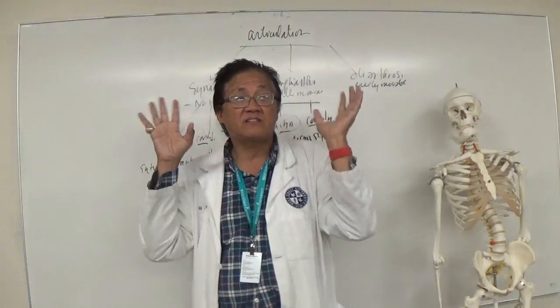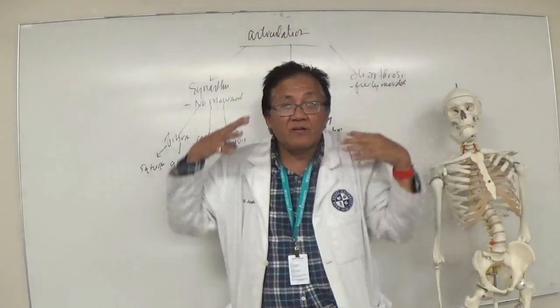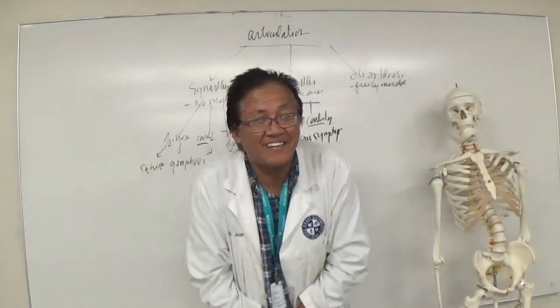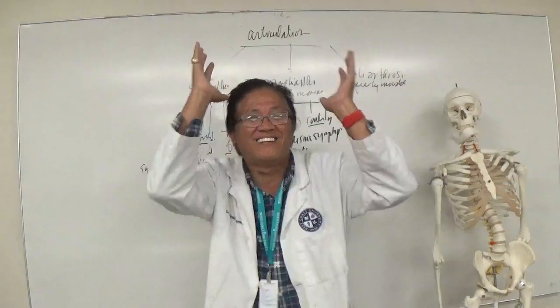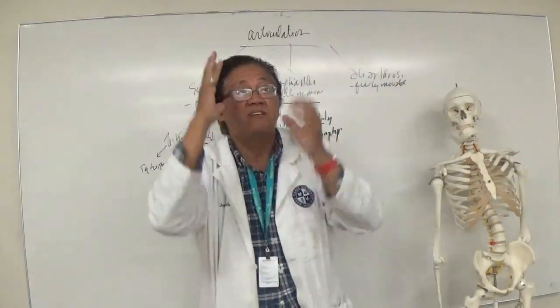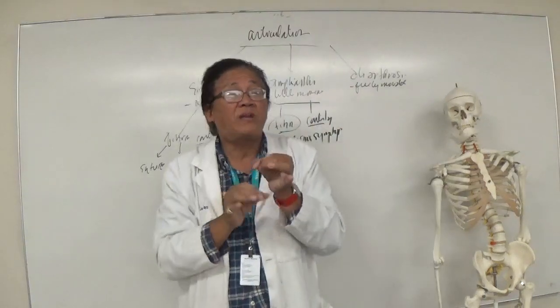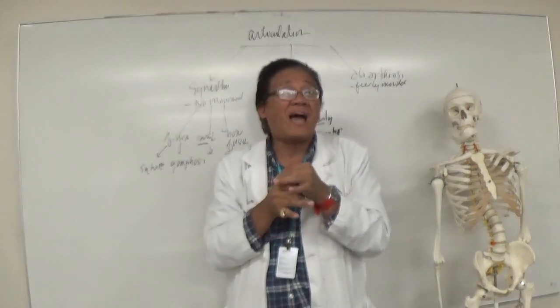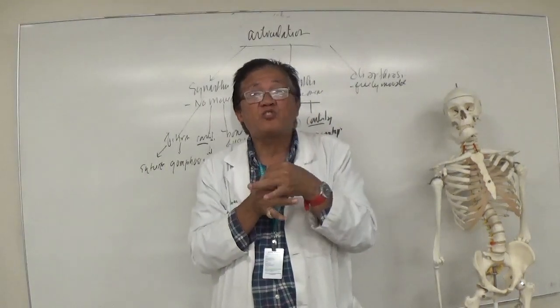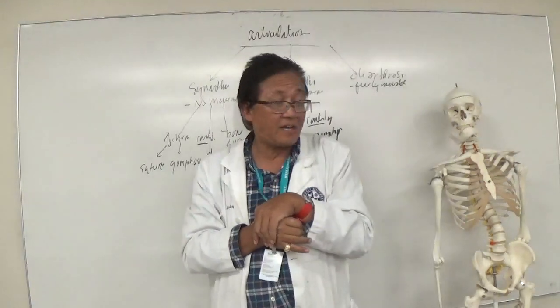Why was it called the atlas? Because remember the guy, the Greek god, naked, can you imagine me naked and holding what? Yuck. Holding what? The globe. The head represents the globe and the C1 is the big, so C1. What about C2? Axis.